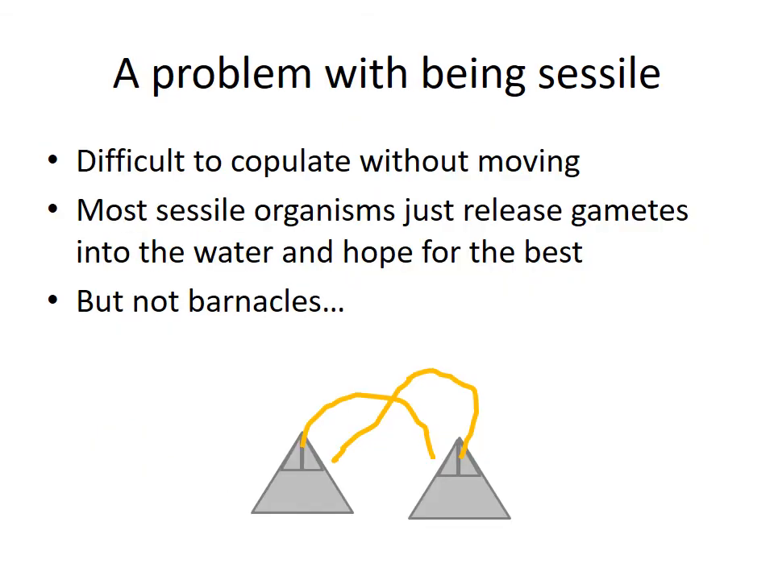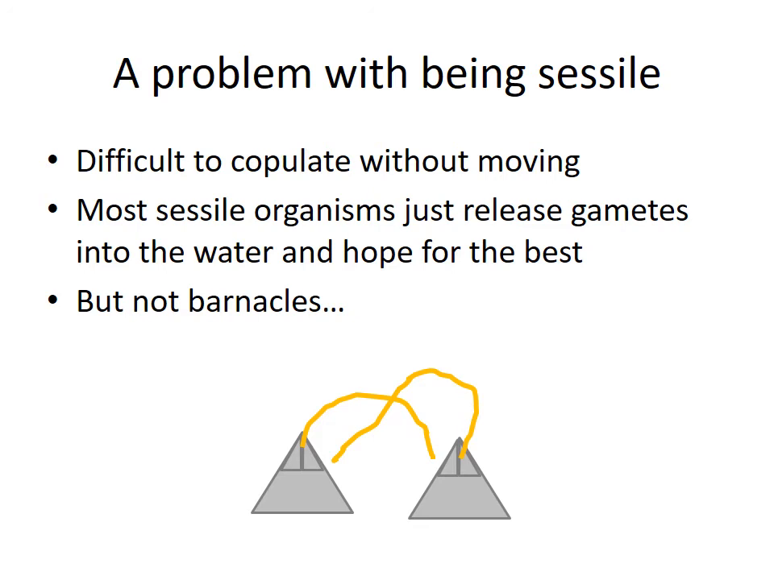One of the problems with being sessile is that it's difficult to copulate unless you can move over to be closer to your partner. So the way that most sessile organisms deal with this is that they don't have sexual intercourse. They release their eggs and sperm into the water and hope that the eggs and sperm meet in the water. But that's leaving a lot to chance, and if it was possible to copulate, that might have some advantages.